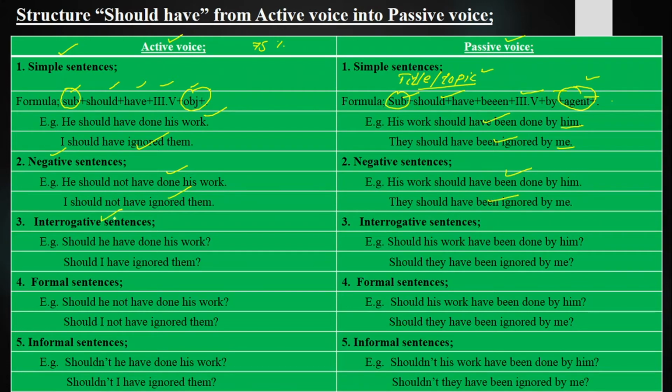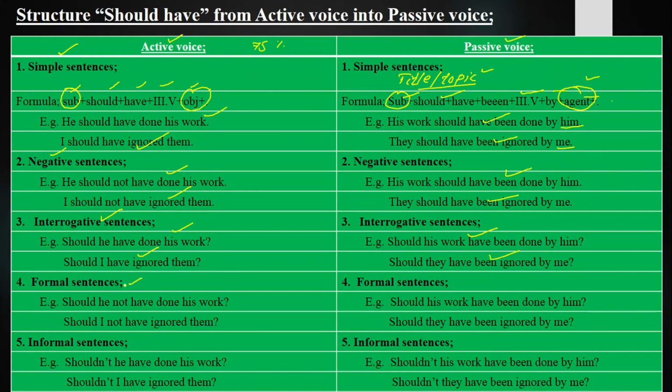Interrogative sentences are those sentences in which we ask questions and put queries. A sentence for that is, should he have done his work? Should his work have been done by him? Should I have ignored them? Should they have been ignored by me?